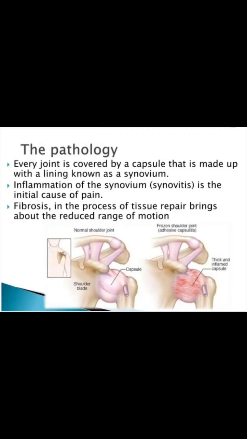The pathology. Every joint is covered by a capsule that is made up of a lining known as the synovium. Inflammation of the synovium, also called synovitis, is the initial cause of pain. Fibrosis in the process of tissue repair brings about the reduced range of motion.